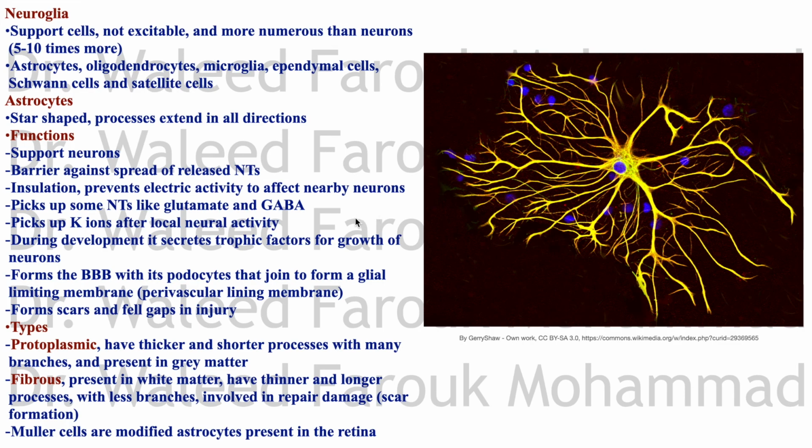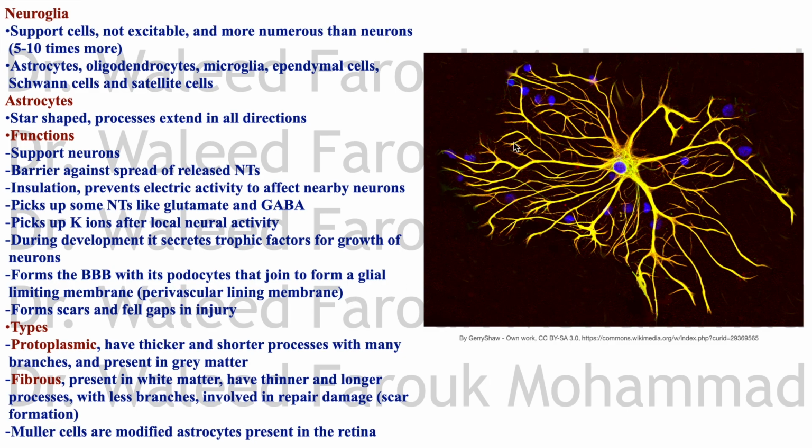They pick up potassium ions after local neuronal activity, and during development they secrete trophic factors for growth of neurons. They also have what are called podocytes at the end of their processes that form the blood-brain barrier and join to form a glial-limiting membrane, or perivascular lining membrane. They are responsible for scar formation and filling the gaps in injury of the nervous system.